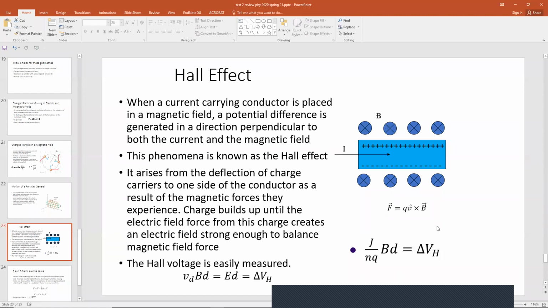With a little bit of extra work, you can derive the following equation, that the Hall voltage delta V sub h is equal to J over NQ times BD, okay? And this just comes from the Drude model for conduction equation. Remember, J is your current density, I over A. N is your charge carrier density, and Q is your charge.